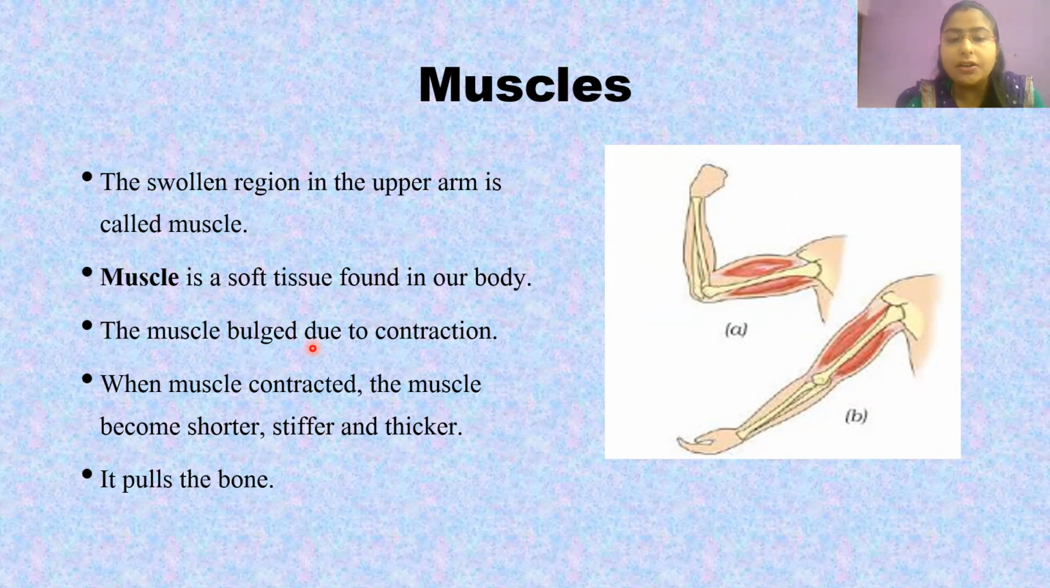The muscle bulks due to the contraction. Bulk means it has just become swollen due to the contraction. You can see here. When muscle contracts, the muscle becomes shorter, stiffer and thicker. You can see, when you do like this, you feel your muscle. So it becomes shorter, stiffer. It becomes very stiff and it becomes thicker. It pulls the bone. It pulls the bones, meaning it drags them, it does not push, it pulls.